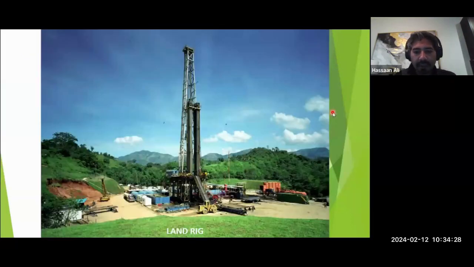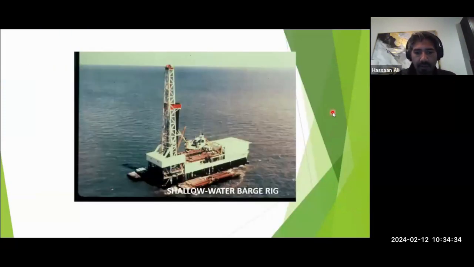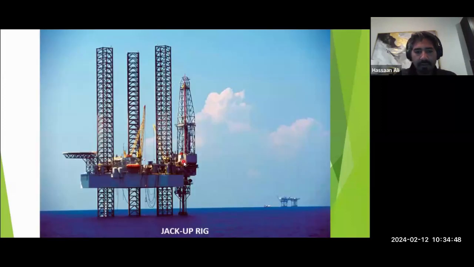Then this is your typical land rig. We are going to discuss some of the components of the land rigs in the coming slides. And then shallow water barges, these have been around for many decades now. A shallow water barge is essentially a land rig made on a barge so that it can actually drill in the shallow waters.